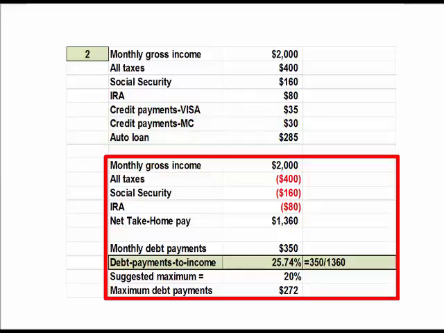So her debt to income is $350 divided by $1,360, 25.74%. Suggested maximum 20%, so she is too high. She needs to get her debt payment down.